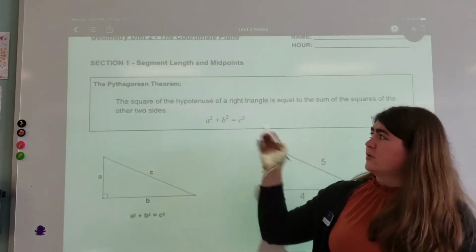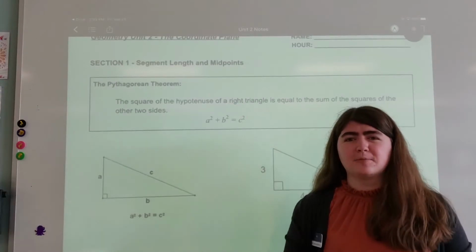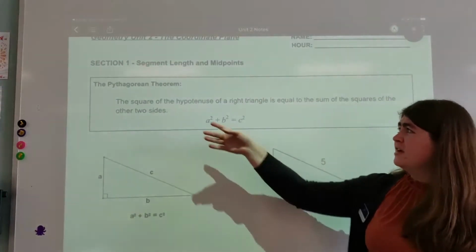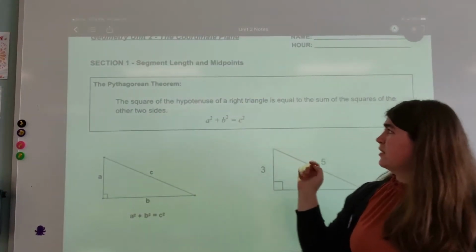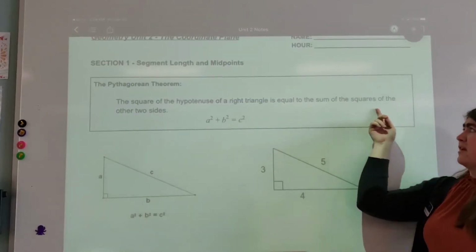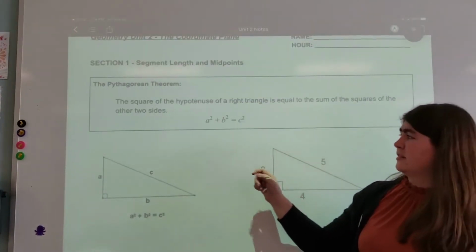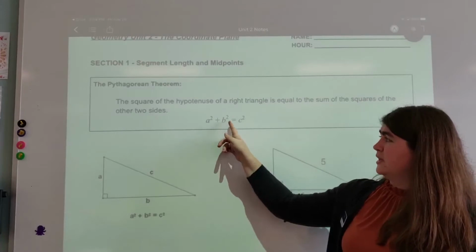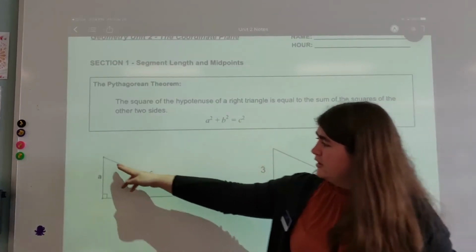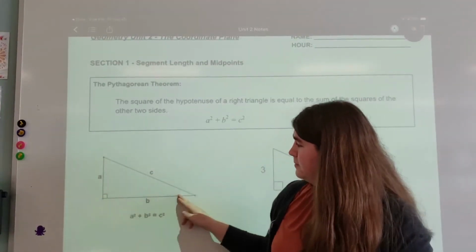And we're going to start with the Pythagorean Theorem. Now the Pythagorean Theorem is something you all should have seen before. It says that the square of the hypotenuse of a right triangle is equal to the sum of the squares of the other two sides. So I have a squared plus b squared equals c squared. So on this triangle here, this side is a, b, and c.